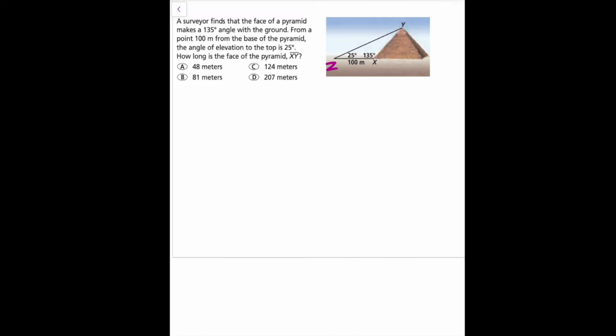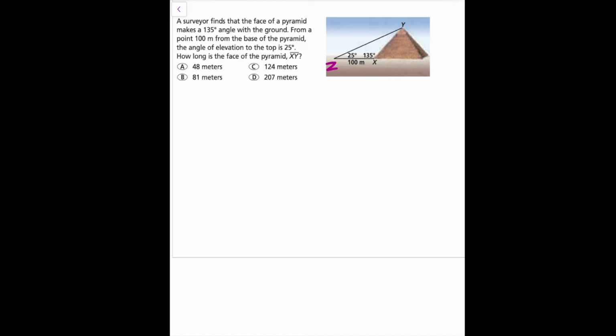So let's look at this problem. A surveyor finds that the face of a pyramid makes a 135-degree angle with the ground. From a point 100 meter from the base of the pyramid, the angle of elevation to the top is 25 degree. How long is the face of the pyramid XY?